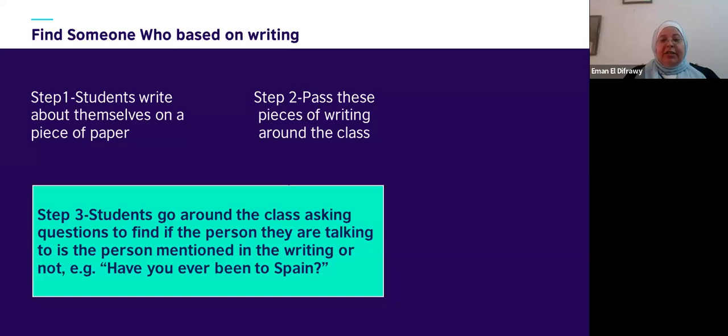So the first step is you're going to ask the students to write about themselves. Like my hobby is, I live in, I've been to this place, for example. So they will write some information about themselves and then they pass these pieces of paper and exchange them, and they move around the class asking questions to find if the person they are talking to is the person mentioned on this piece of paper.